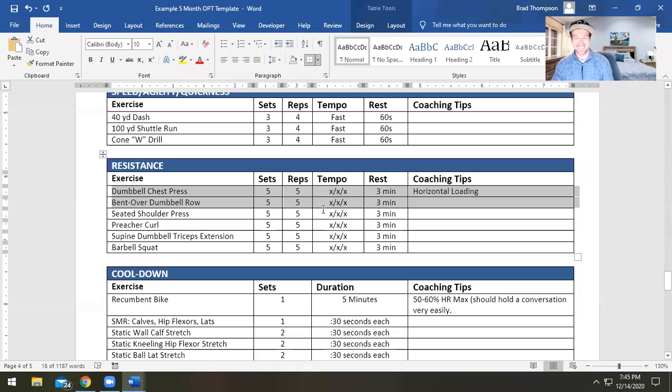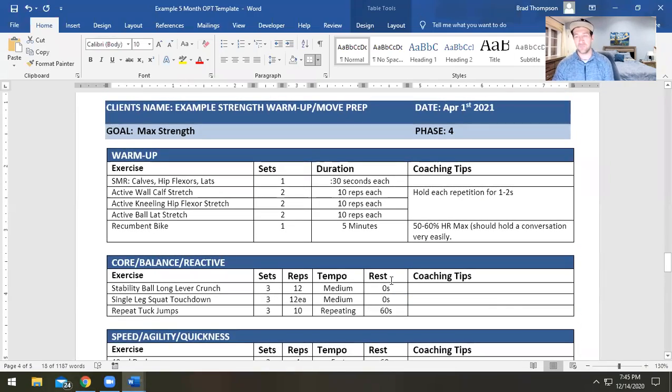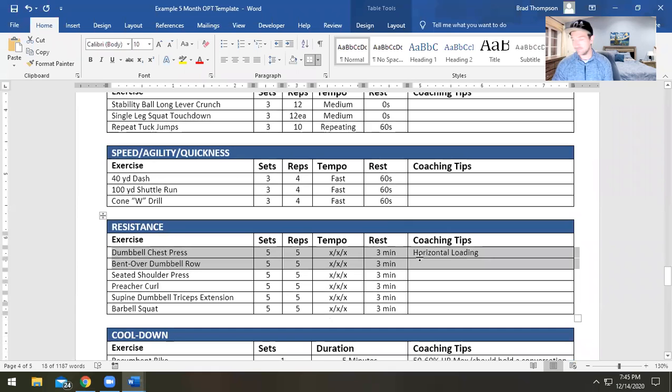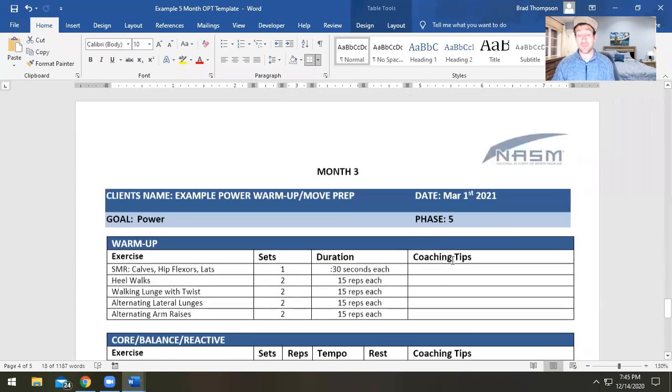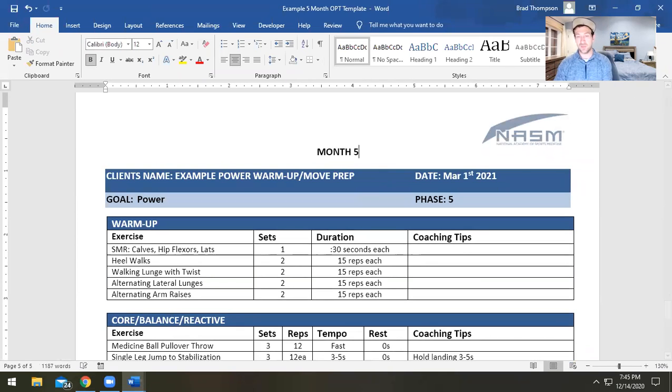All right, so that's phase 4. Again, horizontal loading is going to work really well here. And then lastly, we got power. So now this is no longer month 3. This is month 5. This is no longer March. This is now May. And our goal is still power.